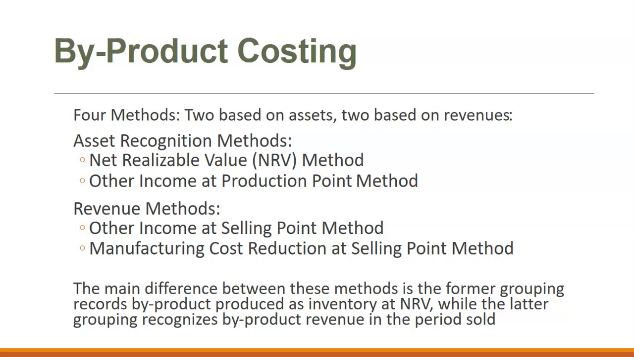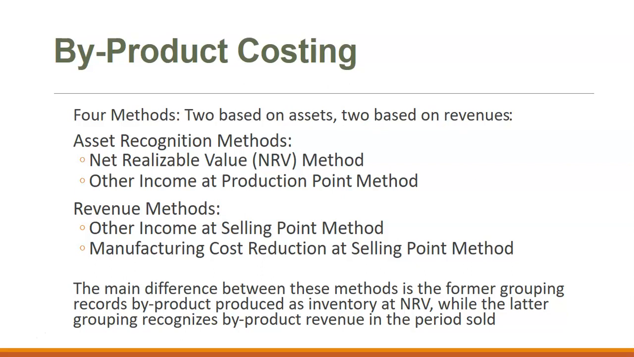For byproduct costing, we have 4 methods. 2 are based on asset and 2 are based on revenue. So the asset recognition methods that we have are the net realizable value and the other income at production point method. The revenue methods are other income at selling point method and the manufacturing cost reduction at selling point method.